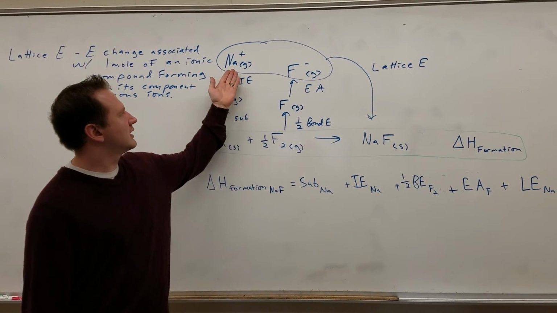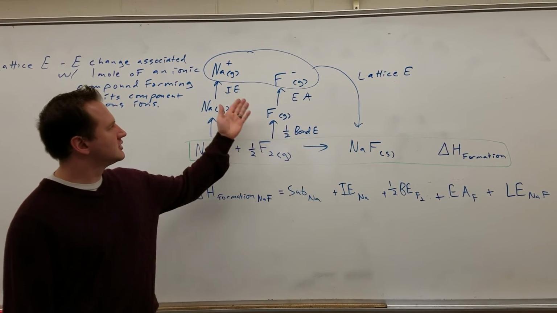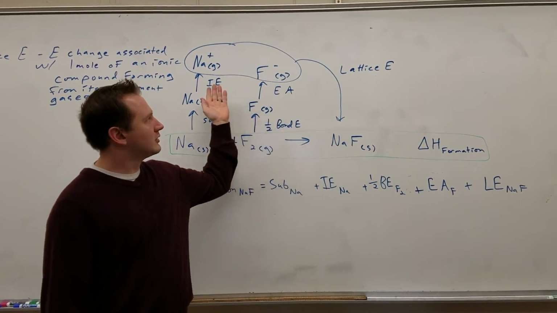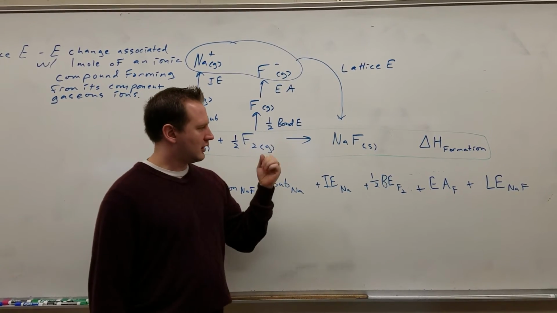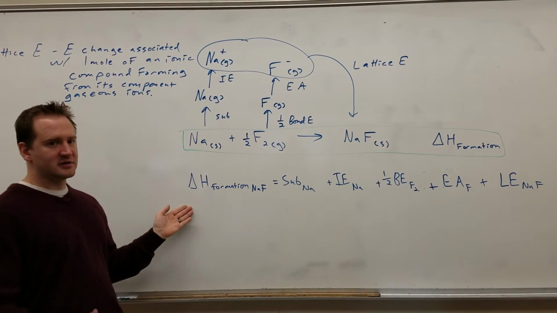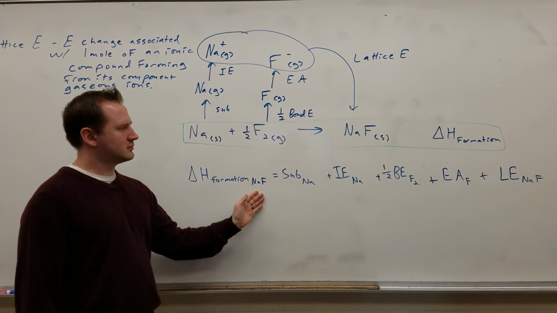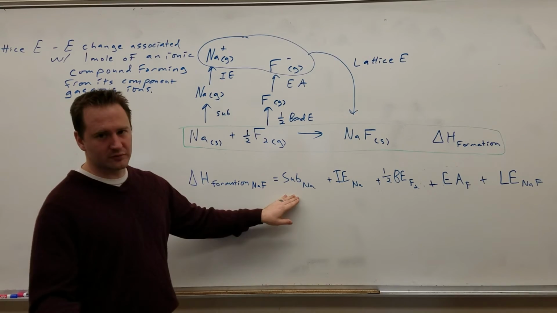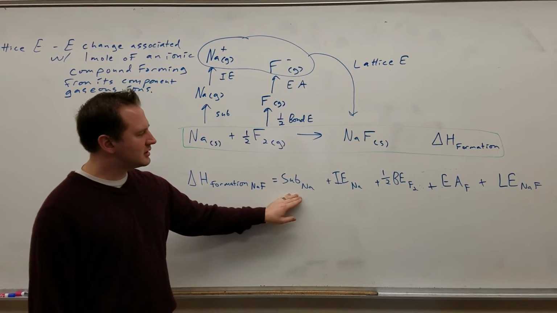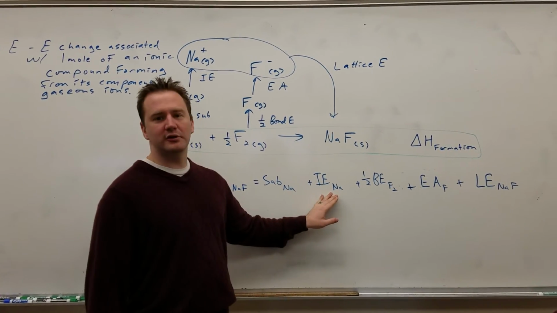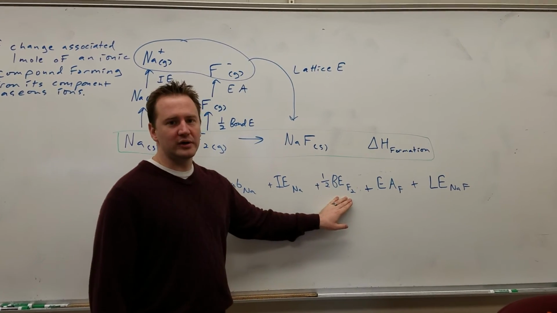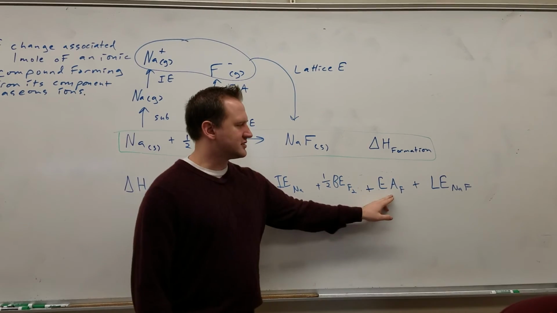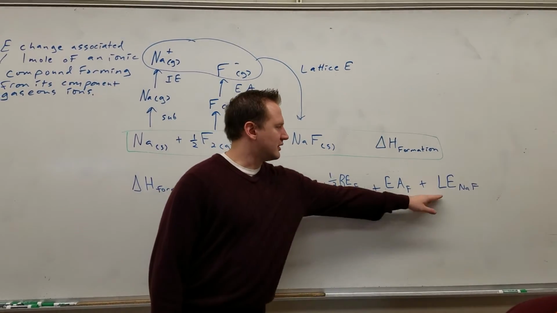Then you have your gaseous ions, and the energy released during the formation of the ionic solid from the gaseous ions is our lattice energy. So, in sum, the heat of formation of the overall reaction is equal to the sum of the components that make it up: the sublimation of sodium, the ionization energy of sodium, half the bond energy of F2, and again, the 1/2 is there because it's 1/2 a mole, plus the electron affinity of fluorine, plus the lattice energy.